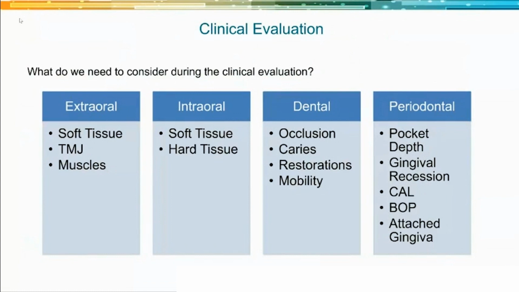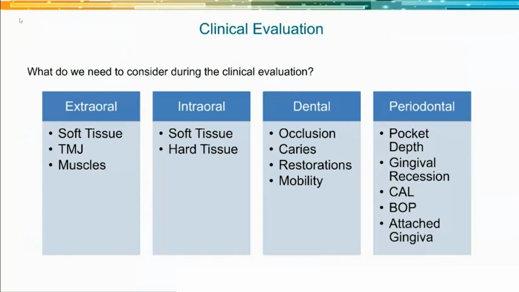Extraoral things like soft tissue, TMJ, and muscles, intraoral things like soft tissue and hard tissue, specifically periodontal concerns like pocket depths, gingival recession, clinical attachment levels, or clinical attachment loss. Is there bleeding?